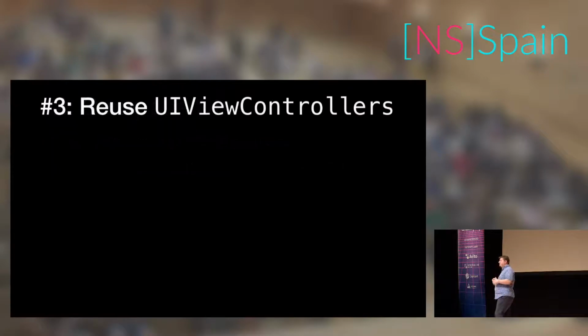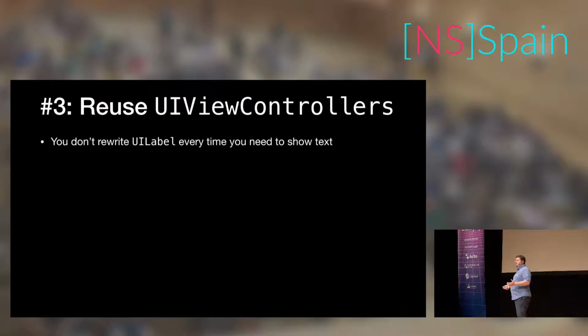Next, we want to build view controllers that are reusable. And I want to point out here that I'm not talking about reusability in the same sense that table view cells and collection view cells are reusable. I'm talking about reusability from the point of view of, I want to be able to use this view controller in multiple places. Whenever we need to show text on the screen, we don't run off and rewrite UILabel. Like, that would just be dumb.